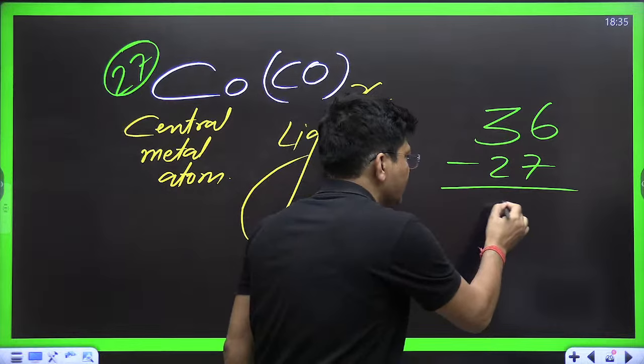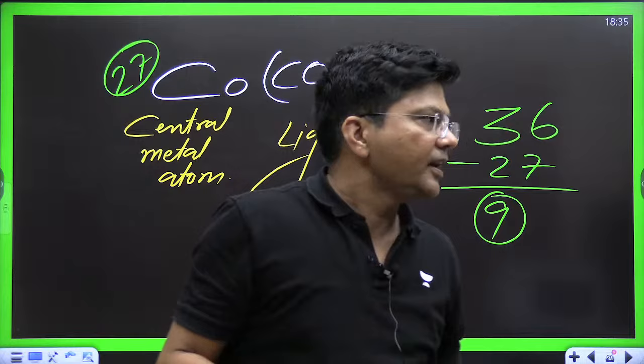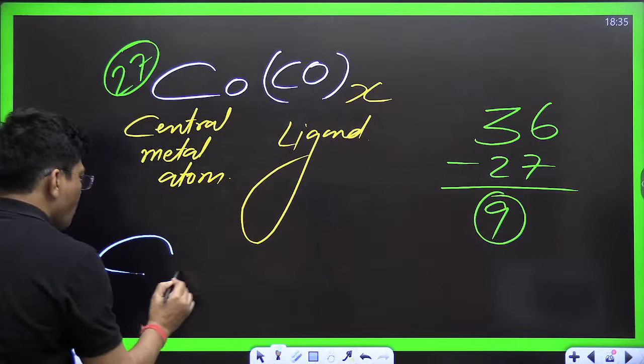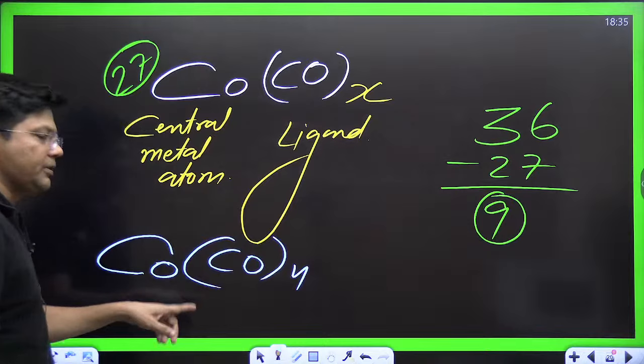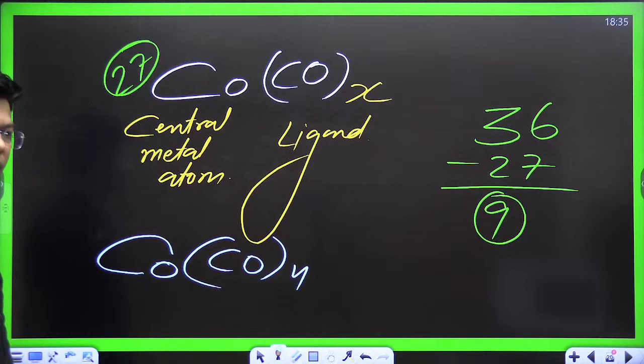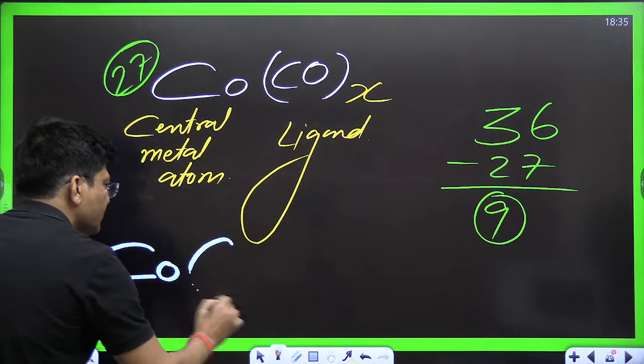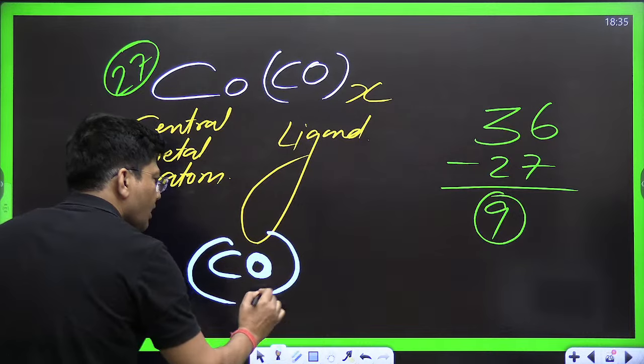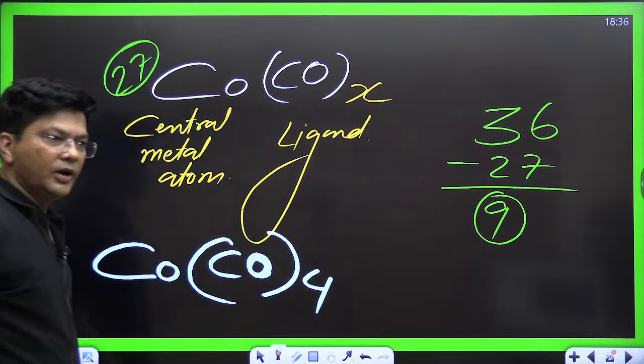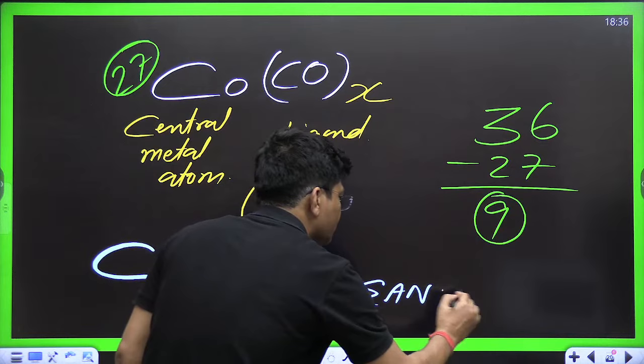So if I'm writing cobalt, Co(CO)4, then how much effective atomic number should come? Kids, do let me know. This is cobalt. Once again, I am writing, kids. Cobalt is a metal. And this is the carbon monoxide ligand. If I write 4, what effective atomic number will come, kids? Everyone do let me know. 35. So its effective atomic number is coming 35. So how will it become 36?